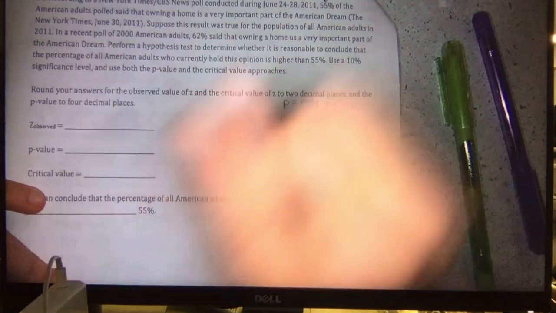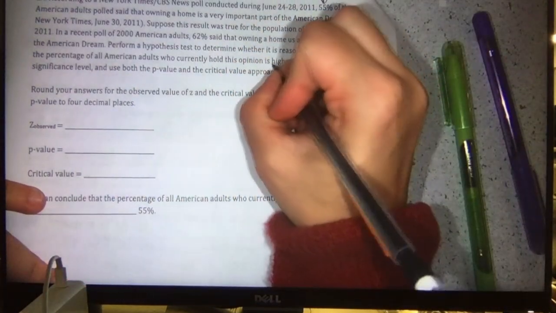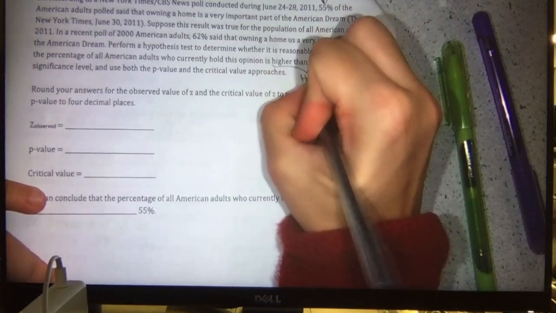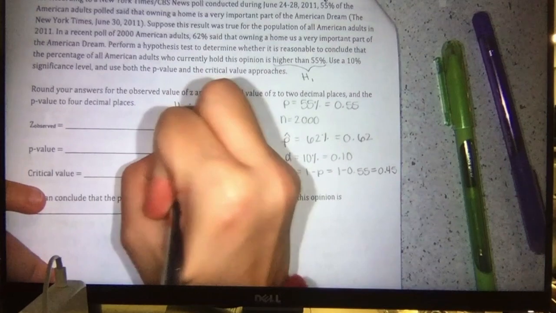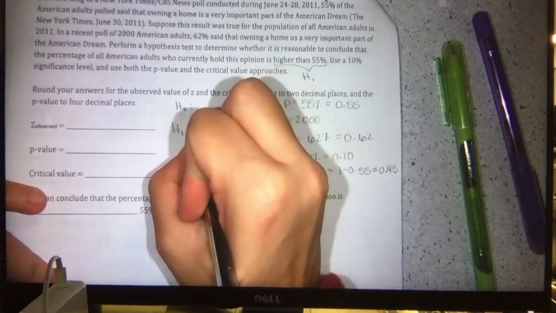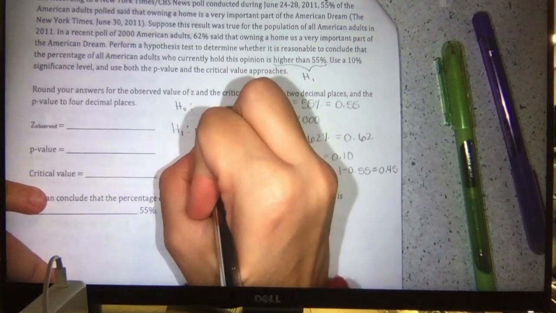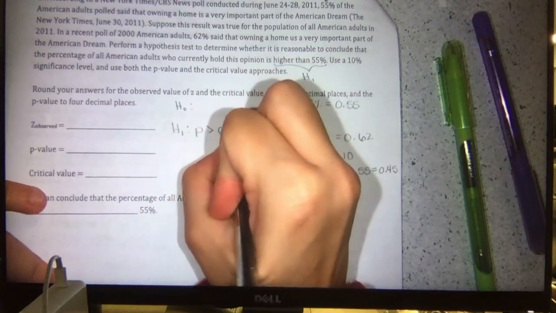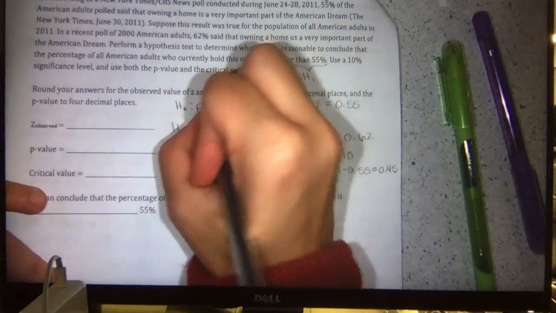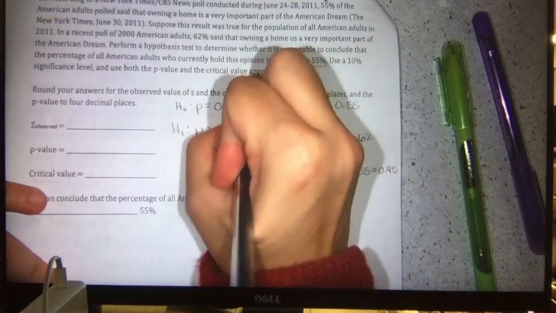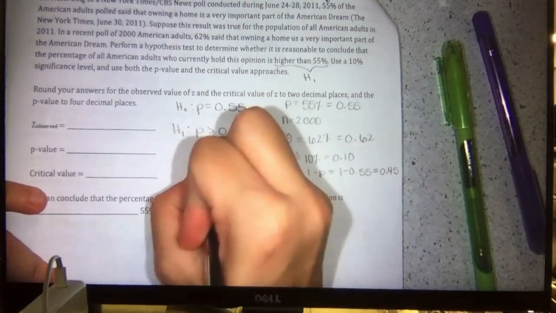And it says that hold this opinion is higher than 55%. That is our alternative hypothesis, that our p is higher than 0.55. And then our null hypothesis is that p equals 0.55. So boom, again, a right tail test.